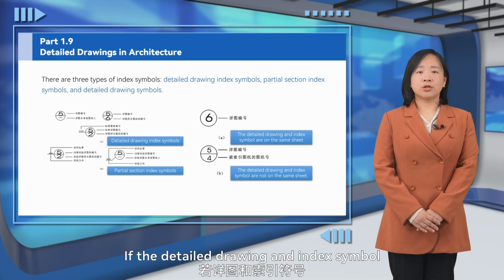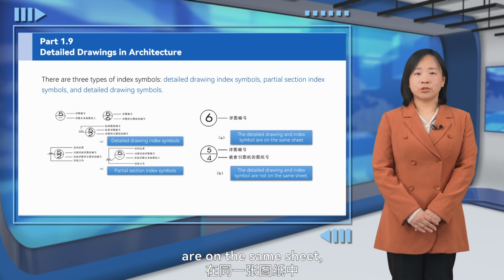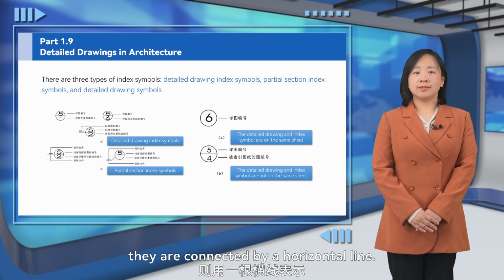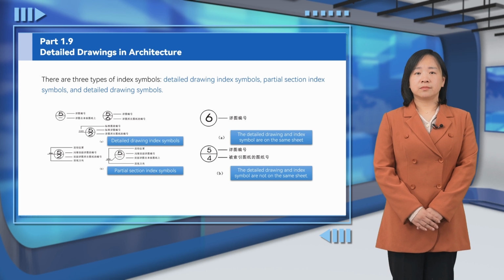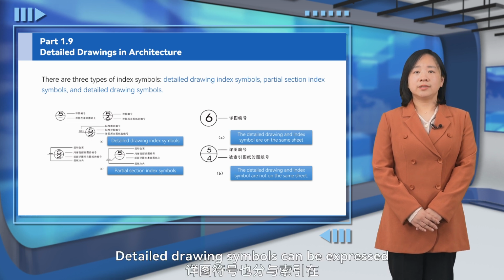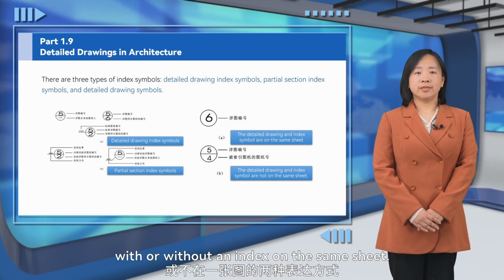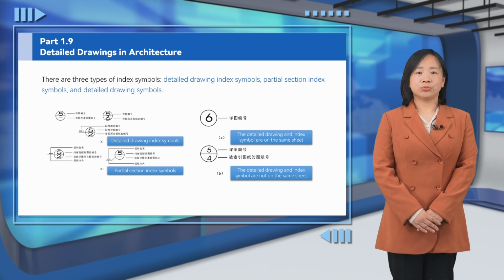If the detailed drawing and index symbol are on the same sheet, they are connected by a horizontal line. Detailed drawing symbols can be expressed with or without an index on the same sheet.